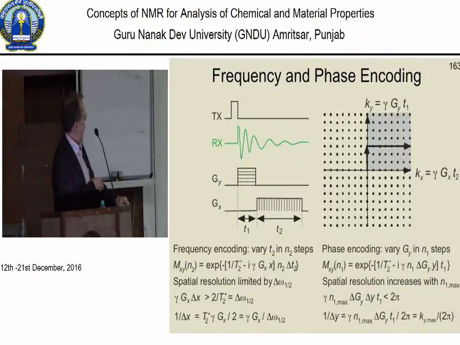So these 2 ways of encoding space with the gradients, for historical reasons, are called phase encoding and frequency encoding. And the reason is that when you do frequency encoding, your signal is affected by relaxation. When you do phase encoding, it is not affected by relaxation. Neither is it affected by chemical shift or other spin-spin interactions. So this type of encoding gives you higher resolution than this type of encoding.